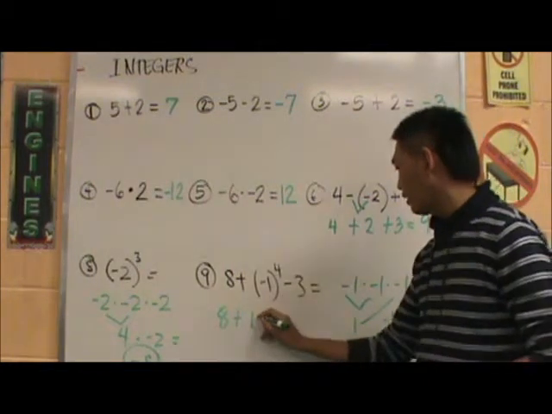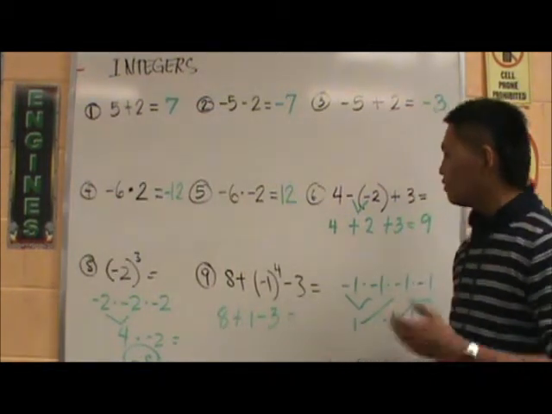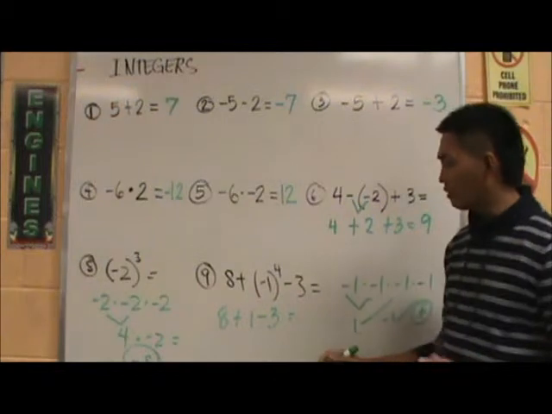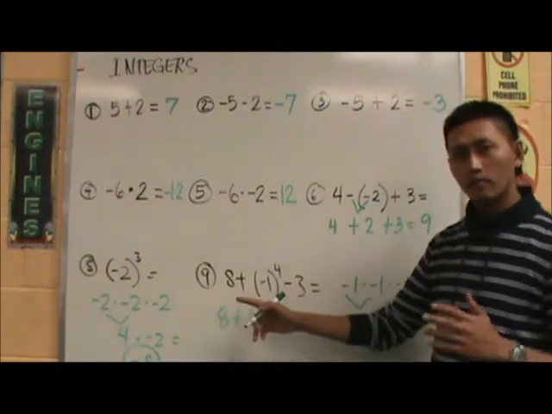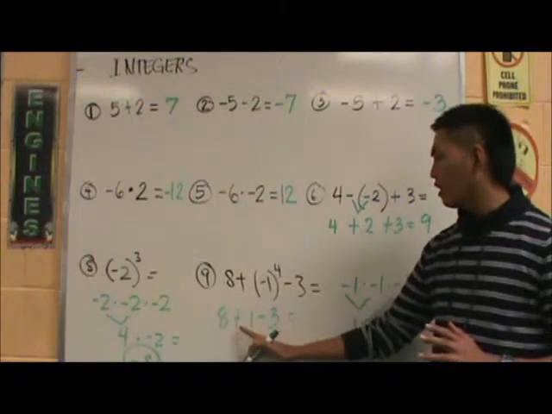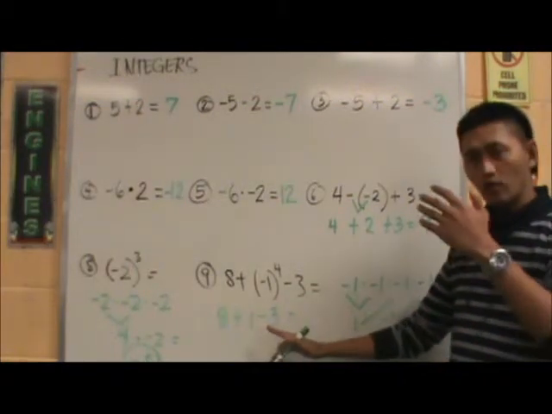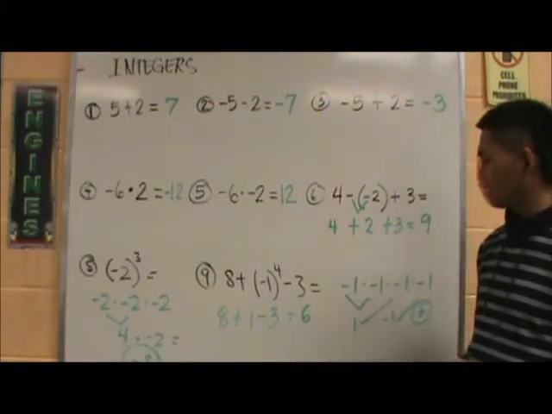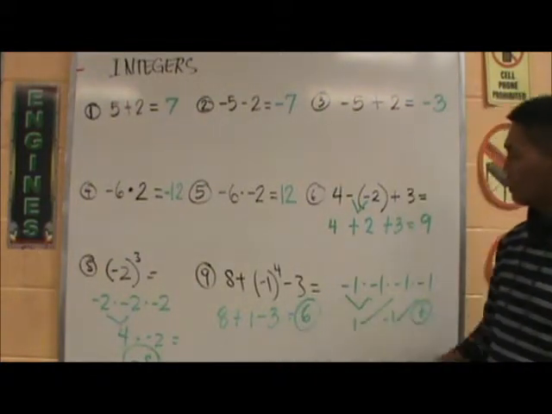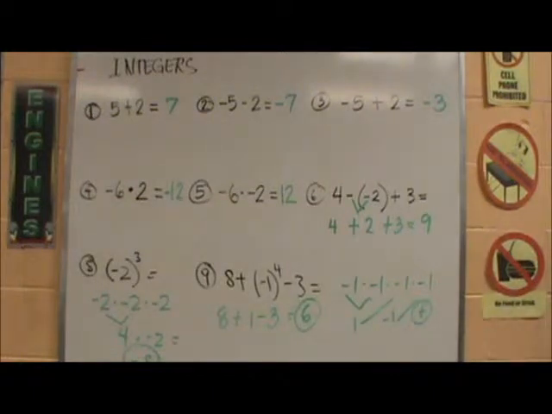And I'm just going to write down 3. Now using your common sense, mental math, whatever, calculator. But I prefer without calculator in here. So 8 plus 1 is giving you 9, minus 3 is giving you 6. So the final answer is 6. And again, 6 is the final answer.